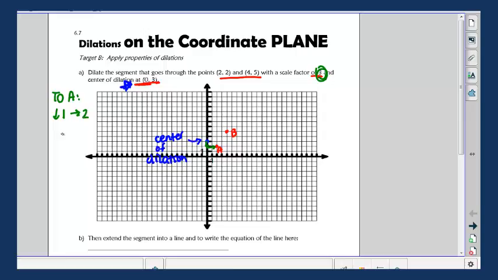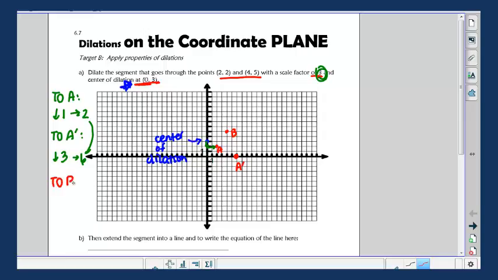Now, since my scale factor is 3, to get my new dilated point, which I'll call A prime, you're going to take all these and go triple that much, because that's the scale factor. So instead of going down 1, I'm going to go down 3, and instead of going right 2, I'm going to go right 3 times as much, which is 6. So I'm going to draw out down 1, 2, 3, and to the right 1, 2, 3, 4, 5, 6. So this is my A prime.